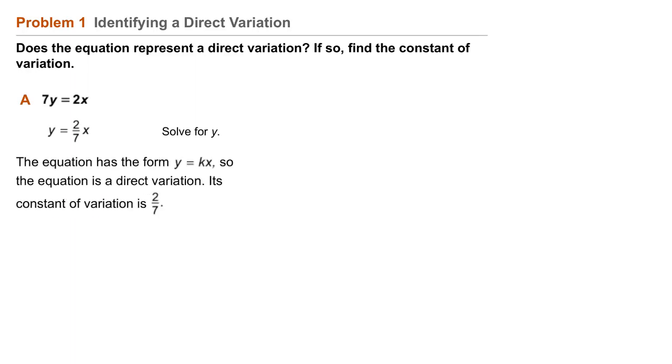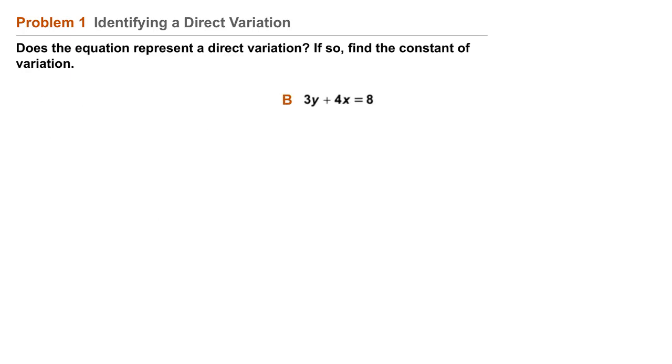So the equation does have the form y equals kx. It's a direct variation. Its constant of variation, remember, we just pick out the value in the place of k in the equation, also known as the coefficient of x. That's 2/7.